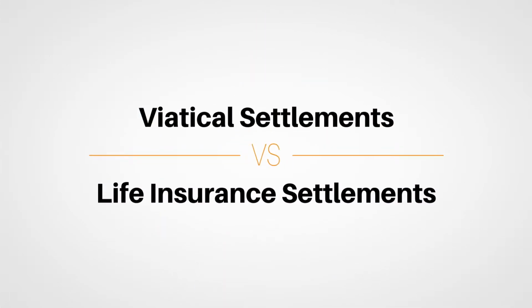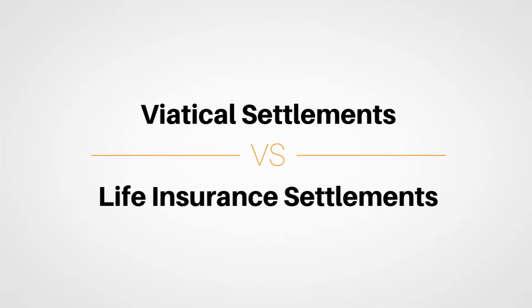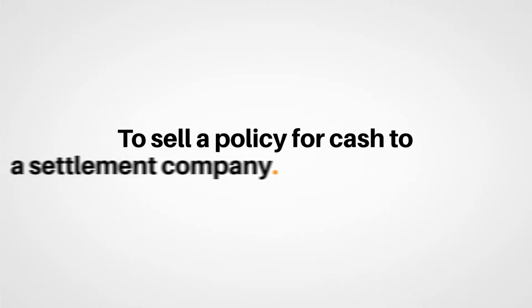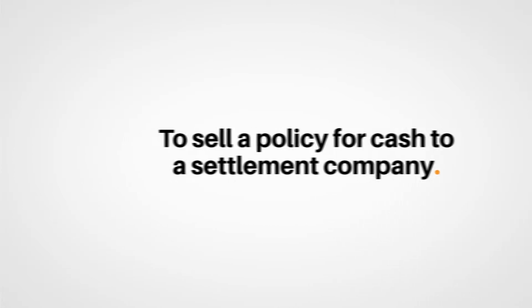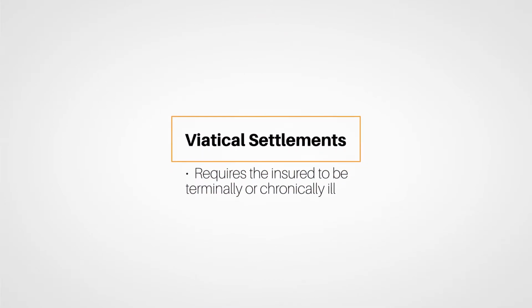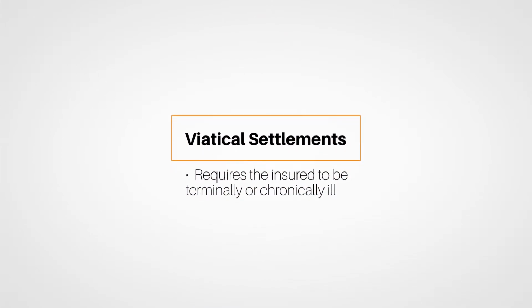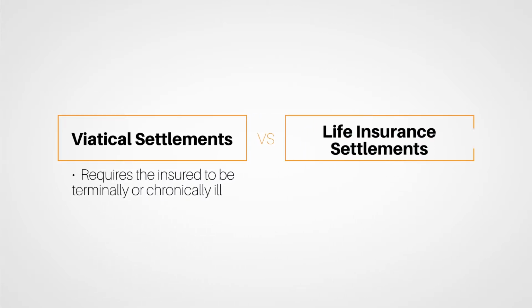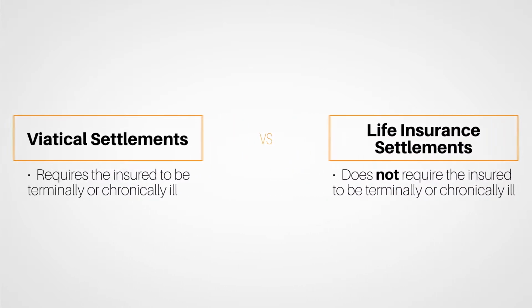Viatical and life settlements exist for one purpose: selling a policy for cash to a settlement company. Then, when the insured dies, the settlement company receives the death benefit. They're similar to each other, but have some important differences. For example, a viatical requires the insured to be terminally or chronically ill, and life settlement plans do not.